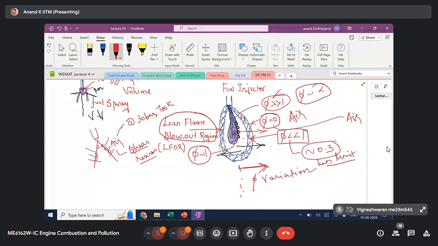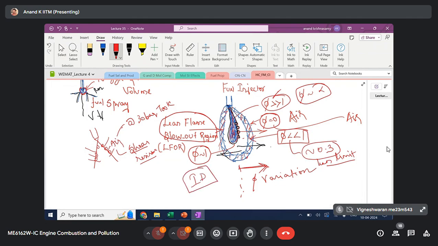So what do you think are the parameters that will affect the thickness of the lean flame blowout region? This region may be thin or thick based on certain parameters. So what are those parameters, I'm asking? The thickness of the region is a strong function of ignition delay time.